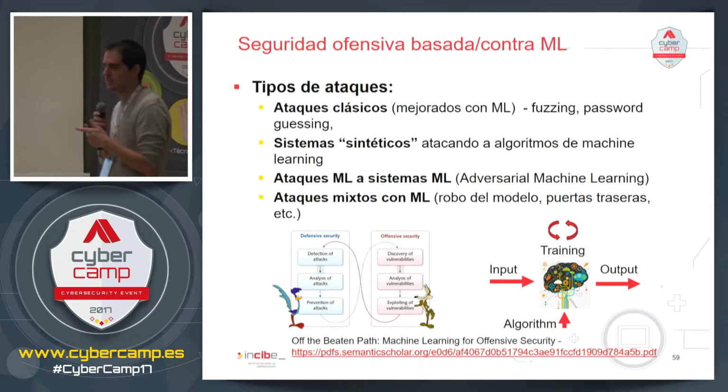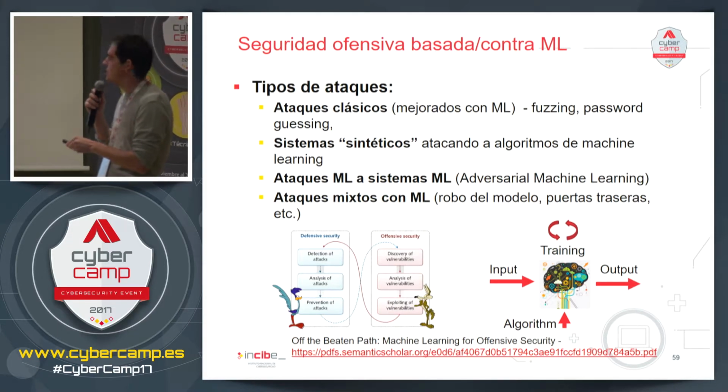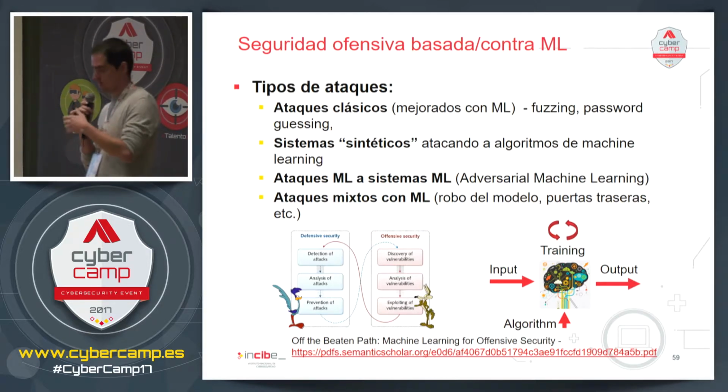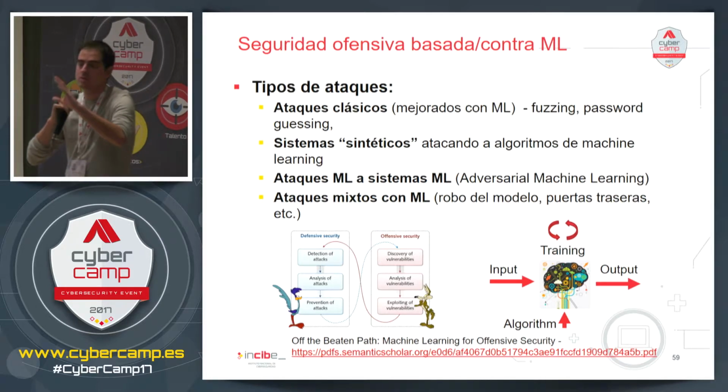The most interesting ones, which is AI against AI, and then a mixed bag where we've included all sorts of things, model robbery, backdoors, etc. But anyway, if you try to assess the security of these systems, you always have to think about this diagram. It's just as if you were pen testing a black box.